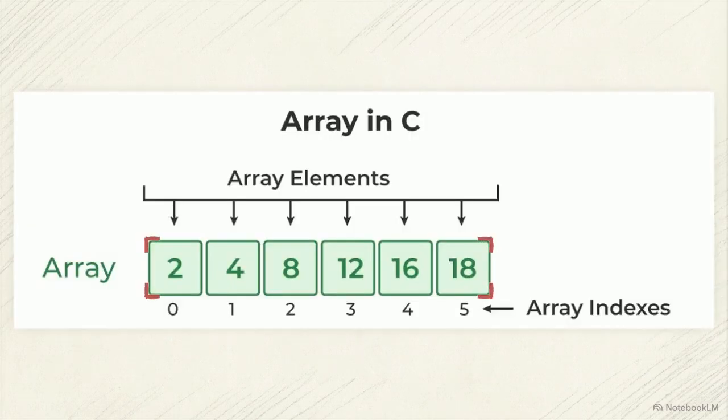Visualize this as a row of blocks. Each holds stored data, like these numbers 2 through 18. The numbers beneath represent specific locations. Pay attention to the numbering. Array indexing strictly starts at 0, so the final index is its total size minus 1.